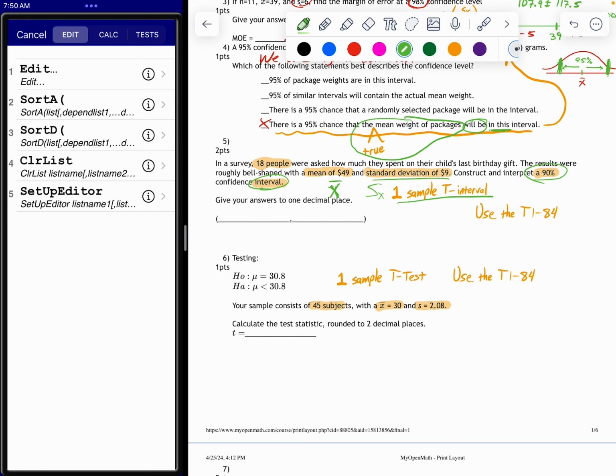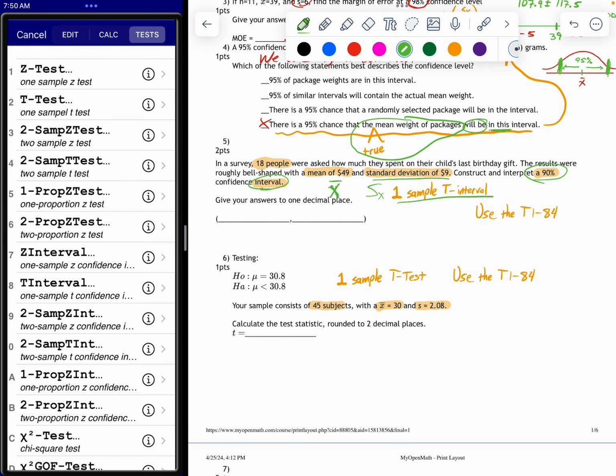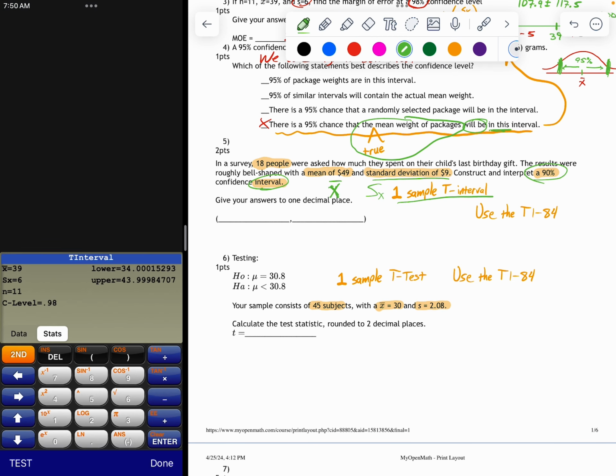I'm just going to use the T at 84. It's button number 8, and just put in the information. Pretty easy. Once you identify it, sample size was 18 people. Confidence percentage is 90 for me. And there you go, and just put your interval there.